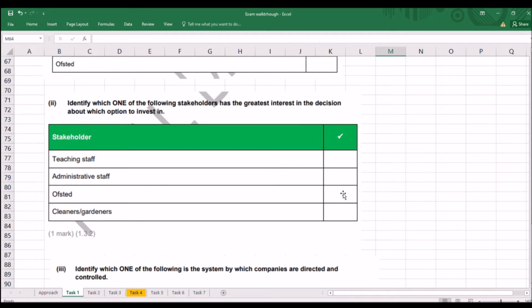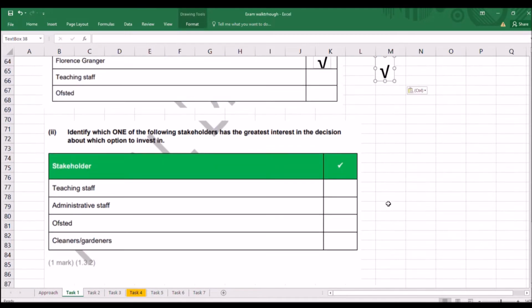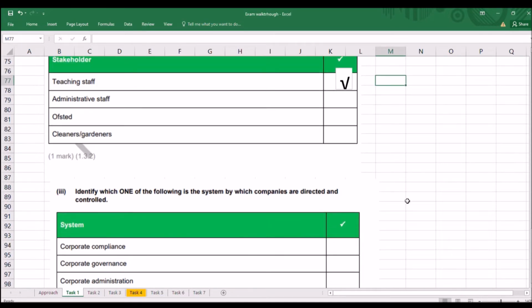Admin, Ofsted definitely wouldn't. It might have an interest in terms of it might say the sports hall was rubbish in an inspection and would want to see it being improved, but it's not going to have any kind of the risk and reward associated with that. And the cleaning guys, so it's going to be teaching staff. That one's going to be teaching staff because they're the closest to that kind of decision. It's just common sense, that one.